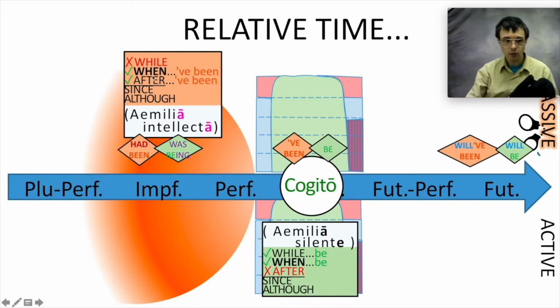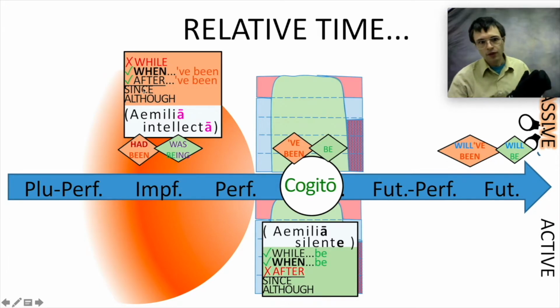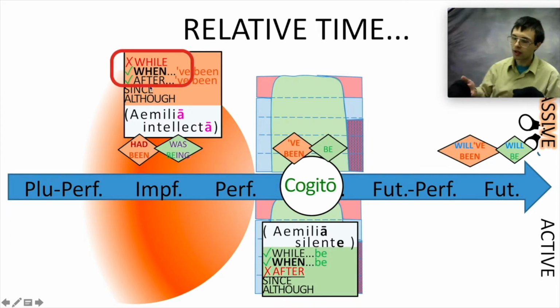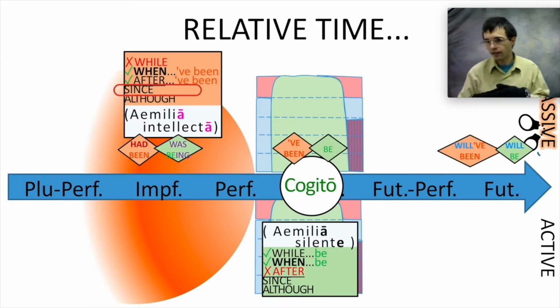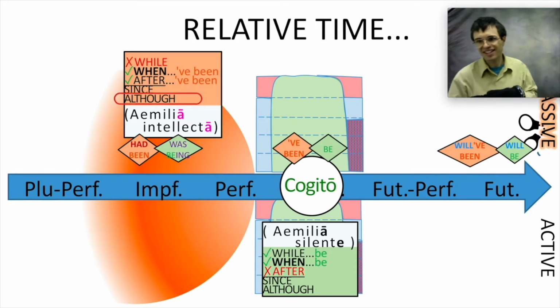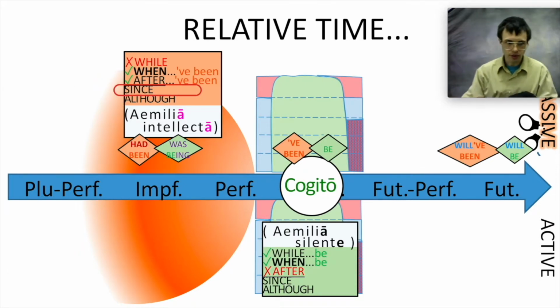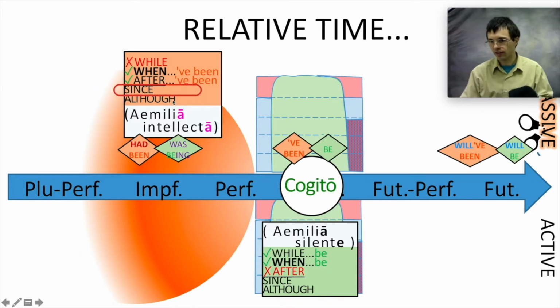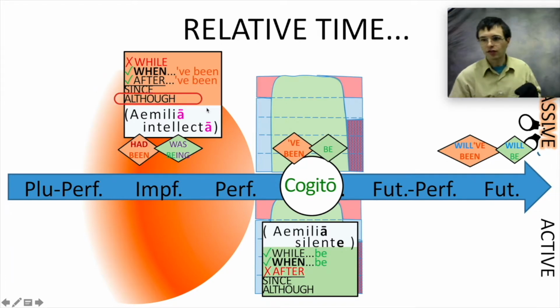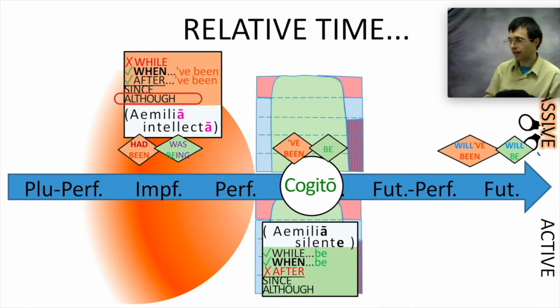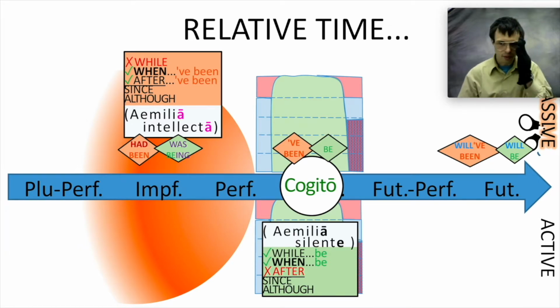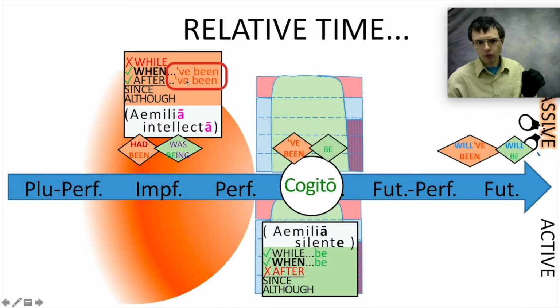So what they are is when, while, after, since, and although. The first three are classified as temporal. Since is classified as causal. And although is classified as concessive. So since is when the first thing causes the second. Although is when the second happens in spite of the first. You can see, however, though, that when and after work really well with have been forms. But while does not. You really just can't say while have been.